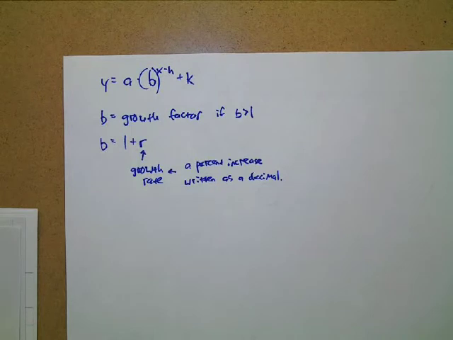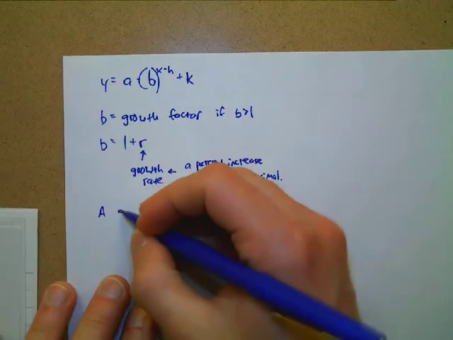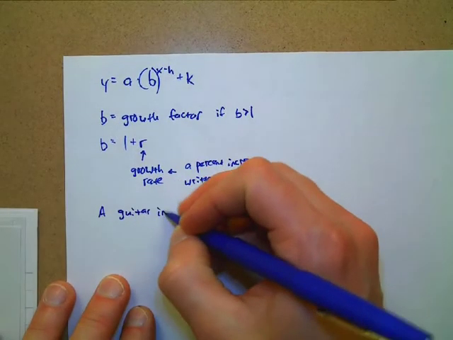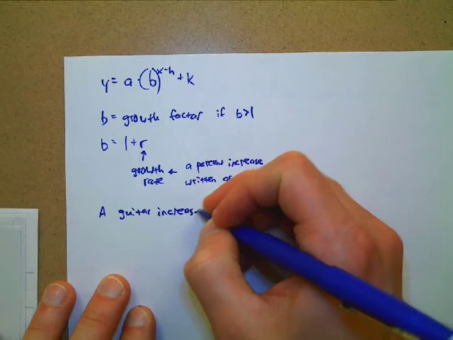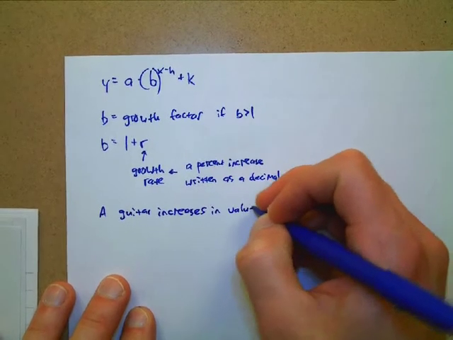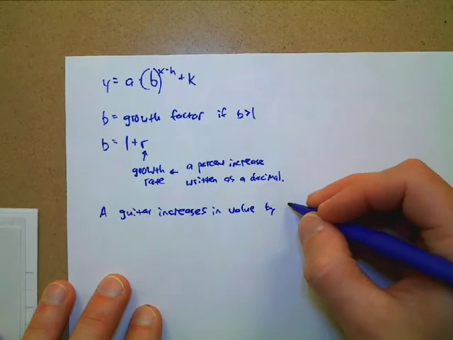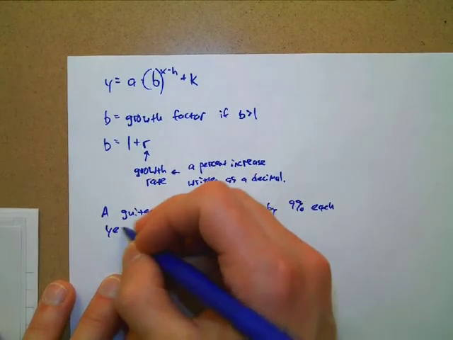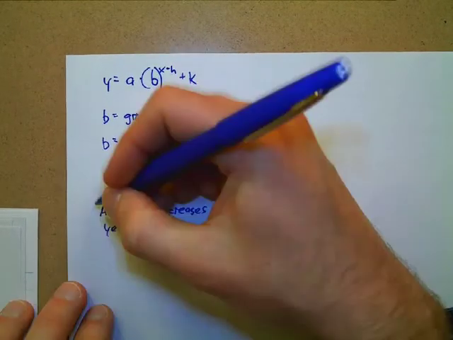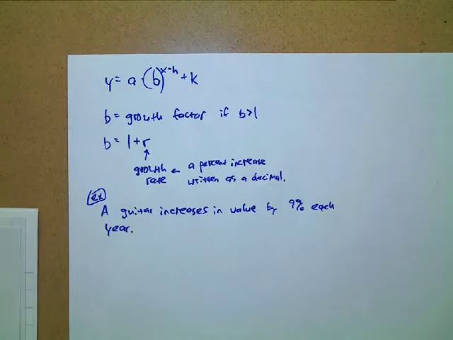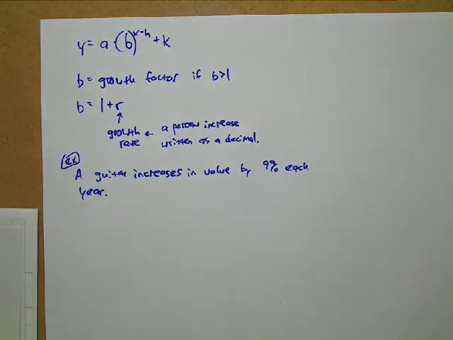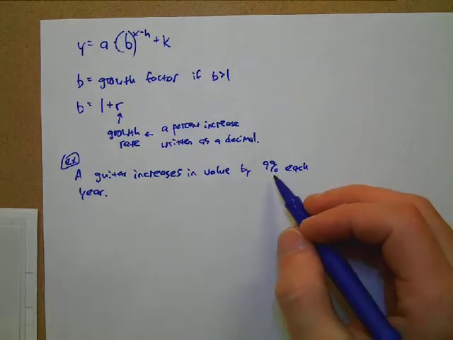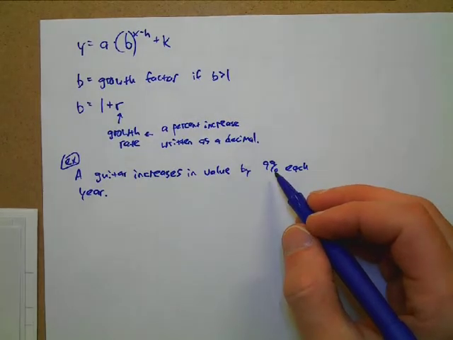So, for example, a guitar increases in value by, let's say, 9% each year. Just to change things up a little bit, the guitar increases value by 9% each year. So our percent, 9%, that's an increase, right? A percent increase there.